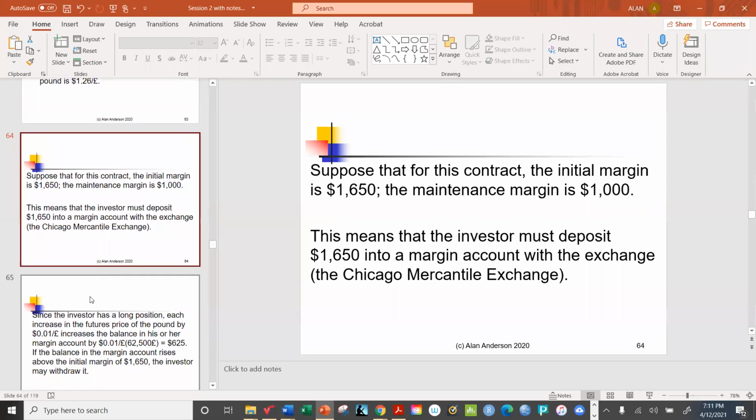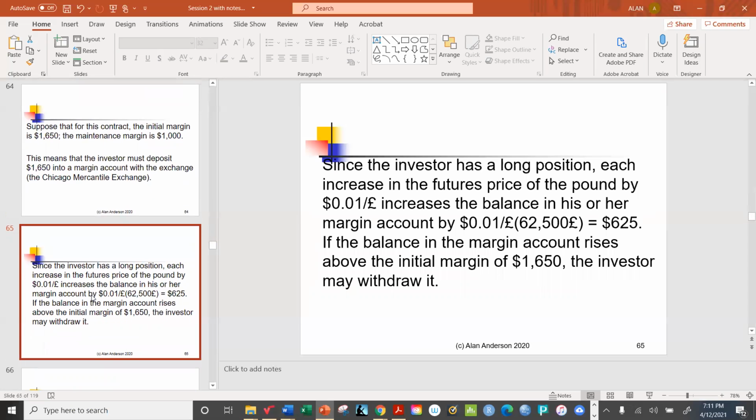All right, now, if we have a long position, each increase in the futures price of the pound by a penny per pound adds $625 to your account. Why? Because it's 1 penny times 62,500 pounds. So if you look in the Wall Street Journal and you see that the price of the pound went up by a penny, that means you're earning $625. If it loses a penny, you're losing $625.